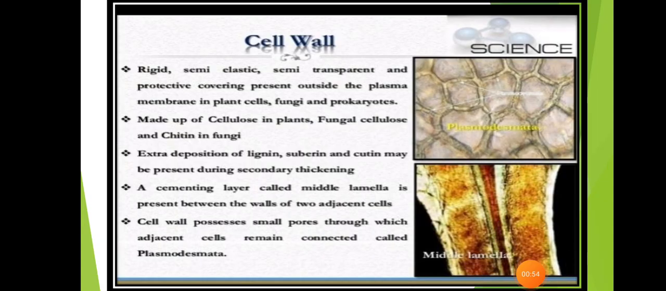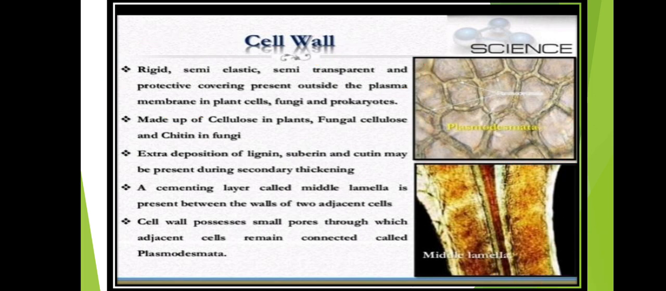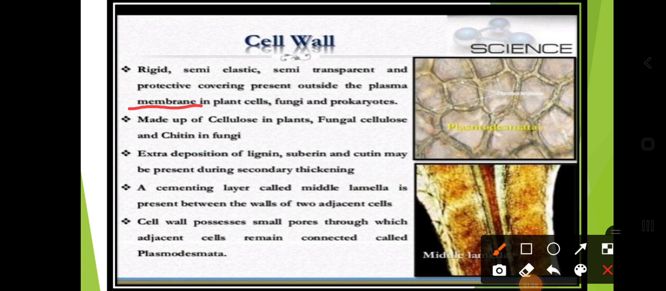Dear students, you can see here the typical structure of the cell wall. It is the upper, protective layer of the cells. What is the nature of the cell wall? It is rigid in nature, semi-elastic, meaning it is not fully elastic, semi-transparent, and a protective covering present outside the plasma membrane.